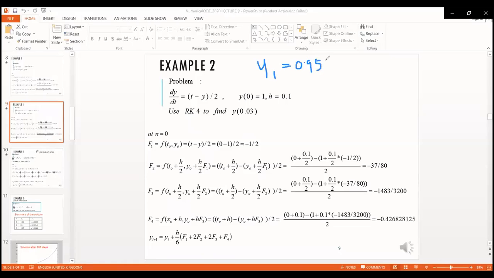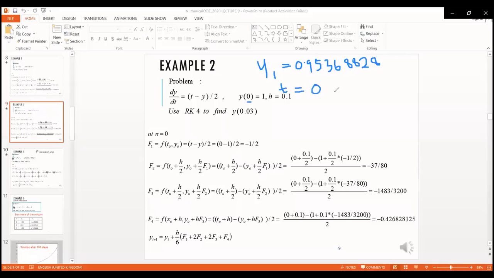Okay, so now your t value is moving toward 0.1 because we've moved from the first point, which is 0. We are now moving to 0.1.